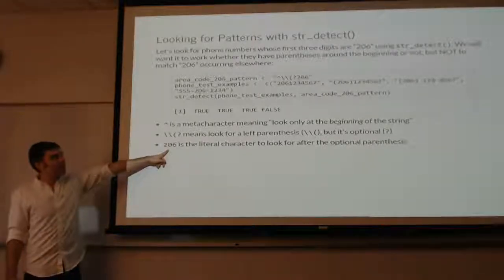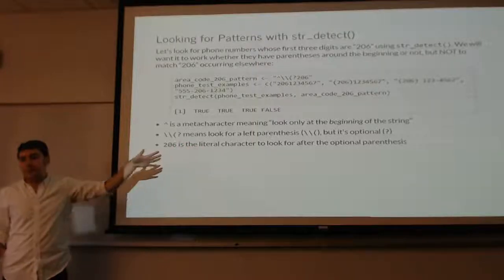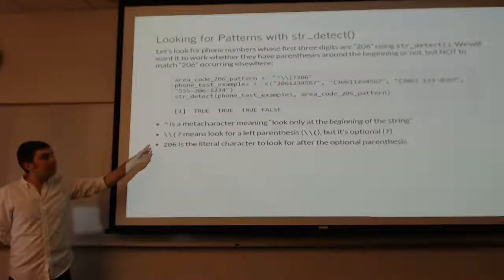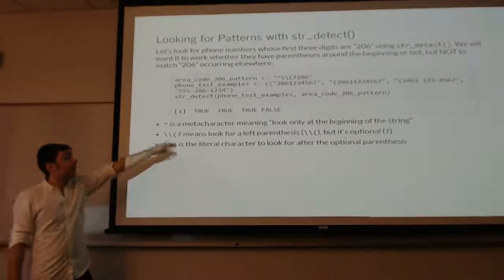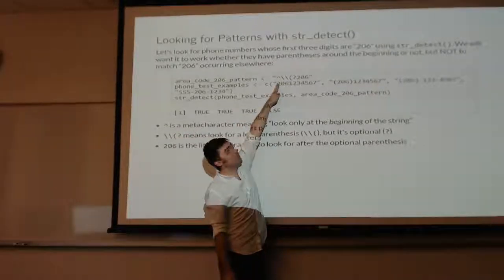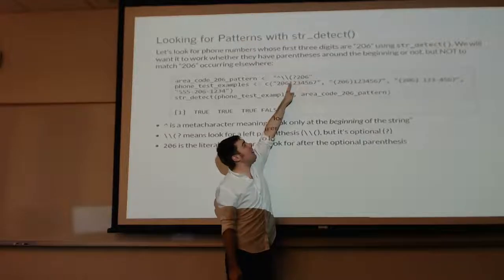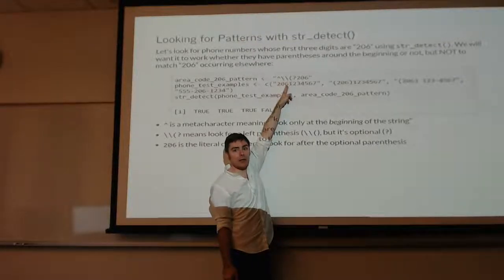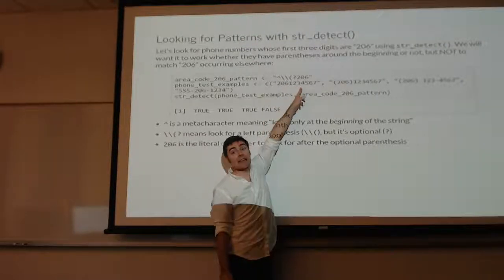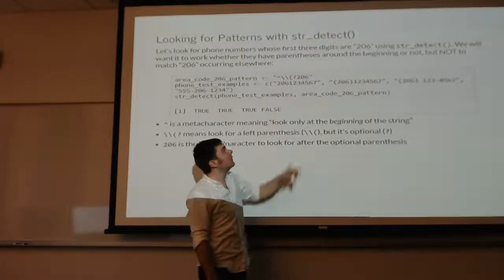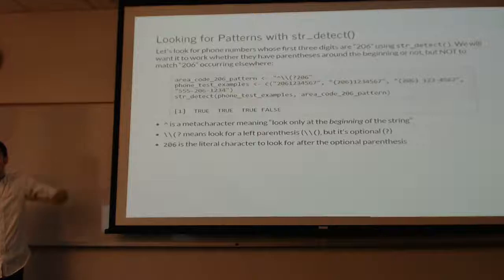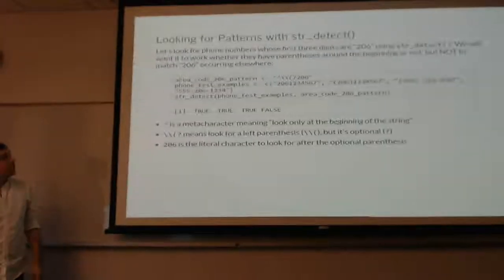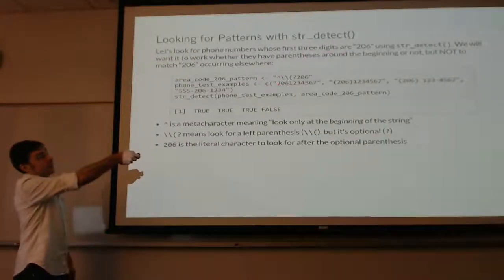Next, 206 is the literal character string we want to find. So after an optional parenthesis, we want to look for 206. So the pattern is saying, at the beginning of a string, there can or can't be a parenthesis. I'm okay with either, but the next thing I need is a 206. Return a true whenever it finds that, and a false otherwise.